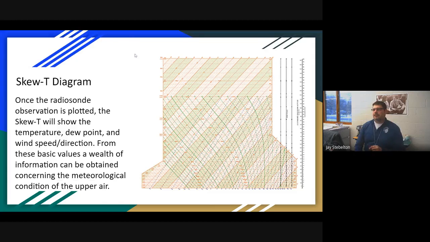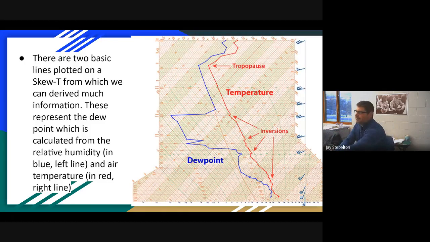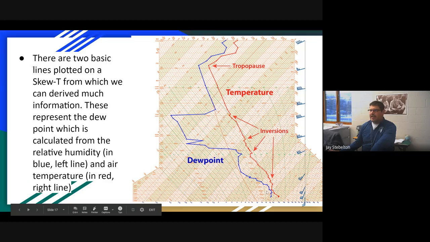So let me show you one that's a little more clear. Really, these are the only two lines that you will have to identify: the temperature line and the dew point line. The temperature line here is red, the dew point is blue. The closer they are together, the more saturated the air. And also identify where these inversions occur.